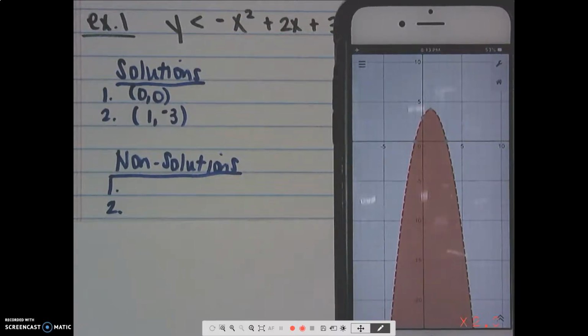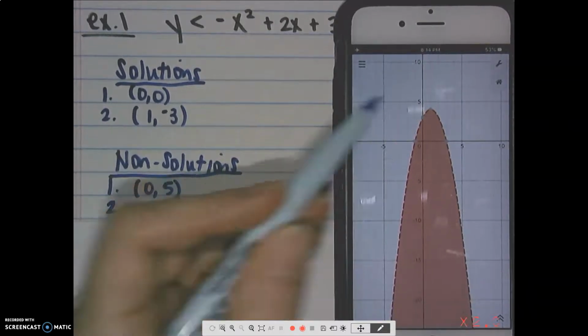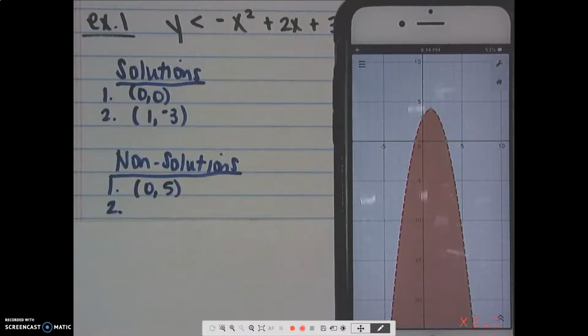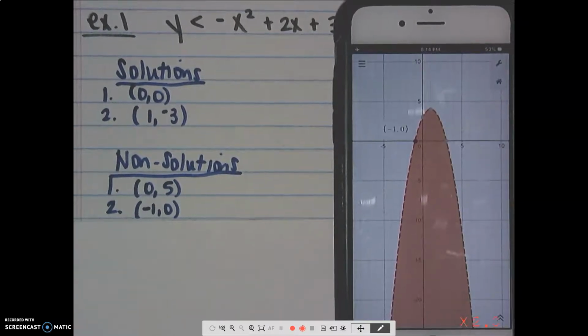Again, non-solutions are also going to happen outside of the shaded area. So for example, that point 0.5 right here is not part of the shaded region. The point -1, 0 is on that dashed line.